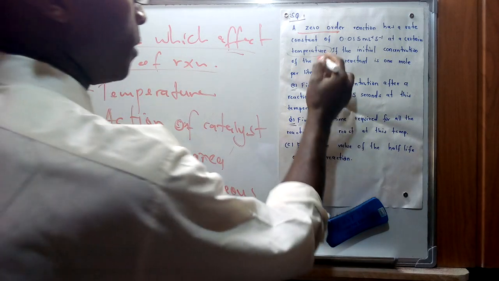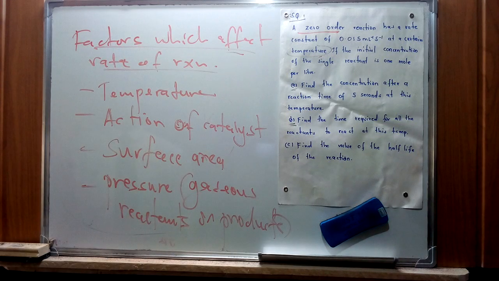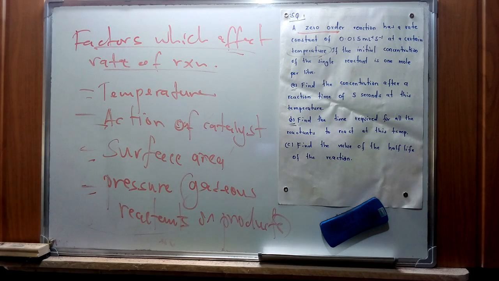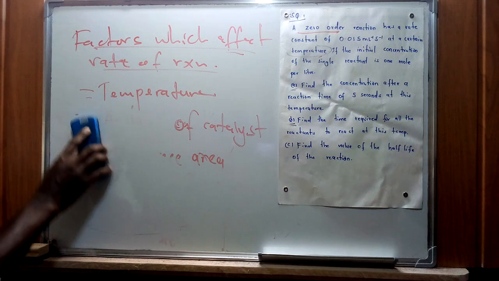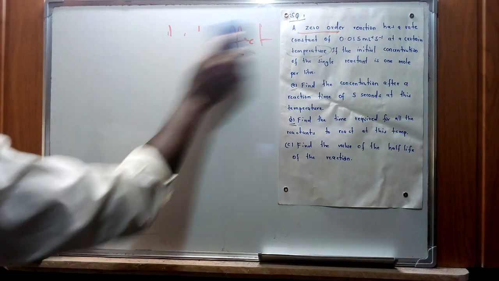So therefore, apart from the temperature which is mentioned here, these are some of the factors which are going to affect the rate of chemical reactions. The first one is temperature, action of a catalyst, surface area, and then pressure, and that one applies to the case of gaseous reactants or products. So therefore, we will just go ahead and try to solve our question.